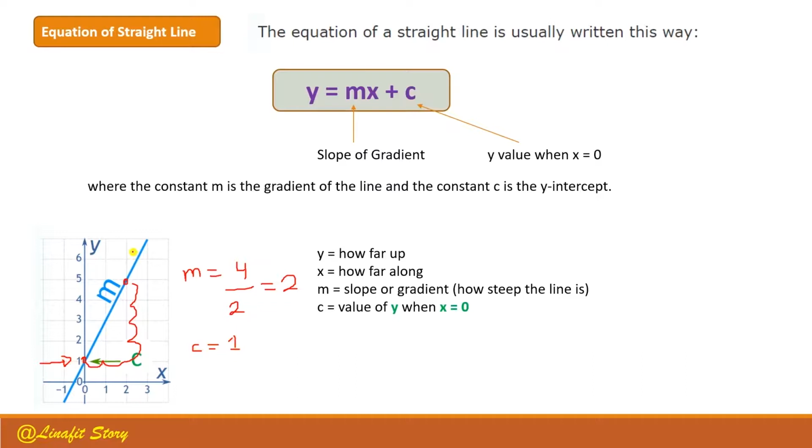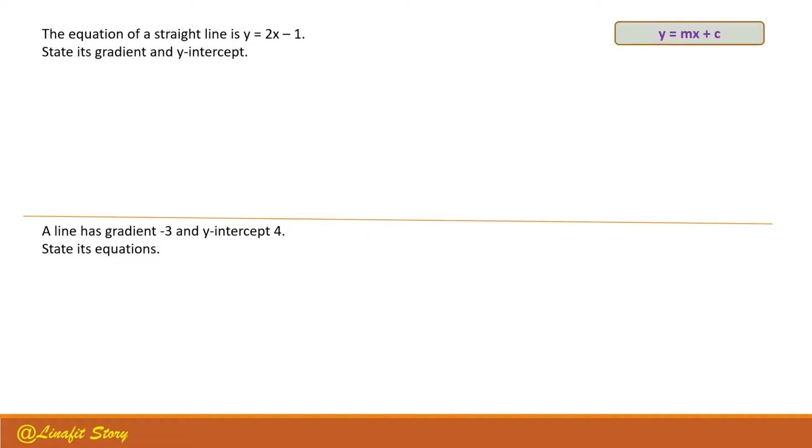So the equation of the line is y is equal to mx plus c. y is equal to, the gradient is 2x plus c, 1. The equation of a straight line is y is equal to 2x minus 1. State its gradient and y-intercept. The gradient is 2, while the y-intercept is negative 1.